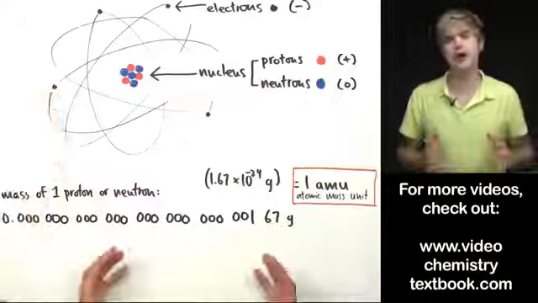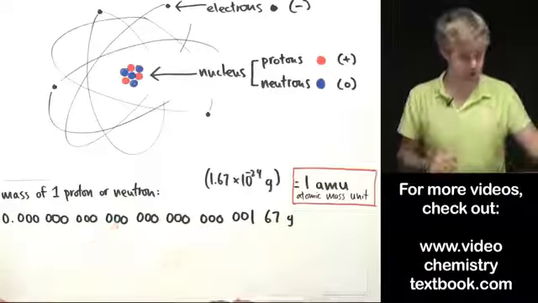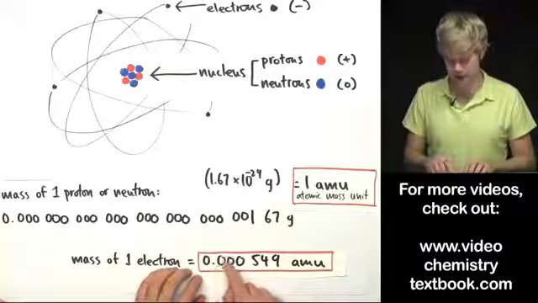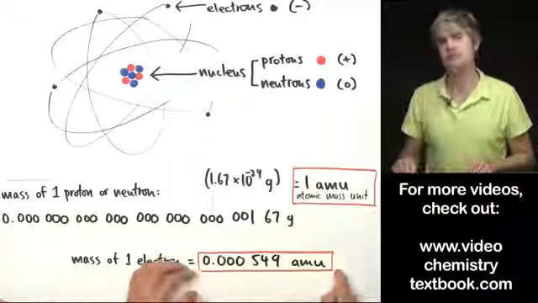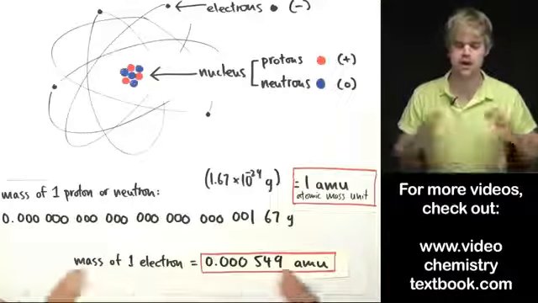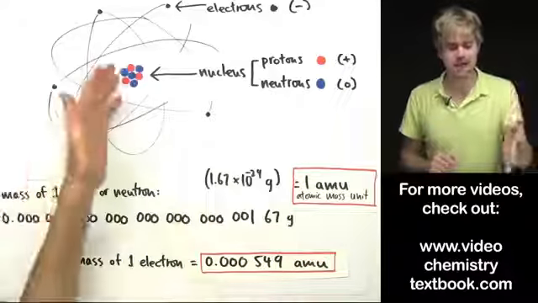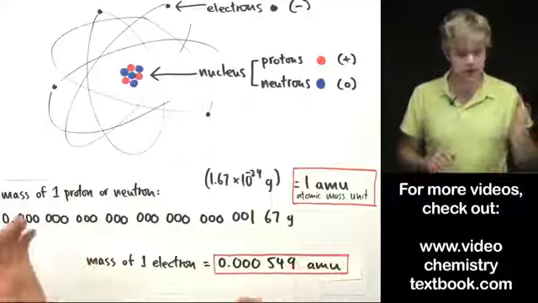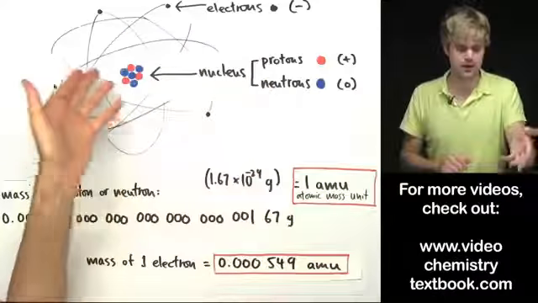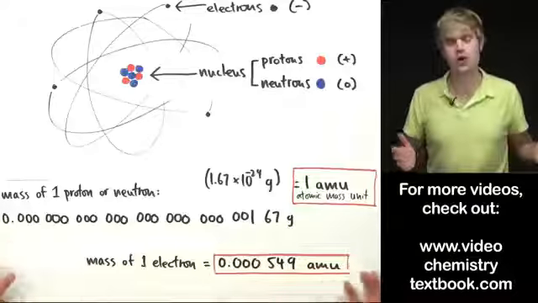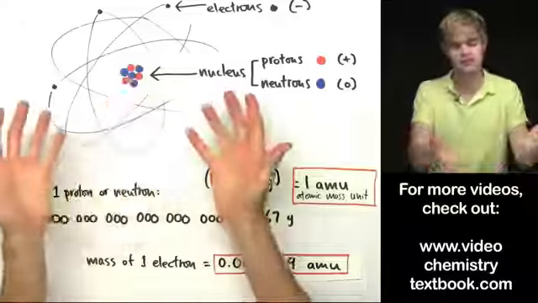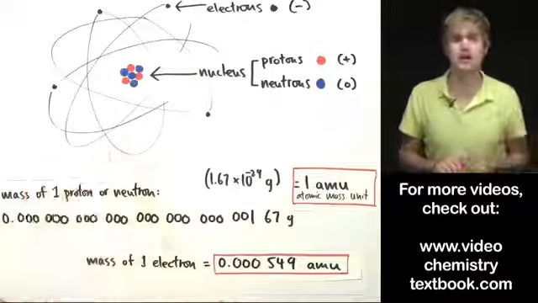An electron, on the other hand, is much, much, much smaller than a proton or a neutron. It weighs only 0.000549 AMU, so a tiny fraction of how much a proton or a neutron weighs. For this reason, when we're talking about the mass of atoms, which we'll talk about later on, we usually add up the protons and neutrons to find out how many AMUs the atom weighs. And then we usually don't even worry about the electrons at all because they're so tiny. They don't really have much of an influence on how much an atom weighs.